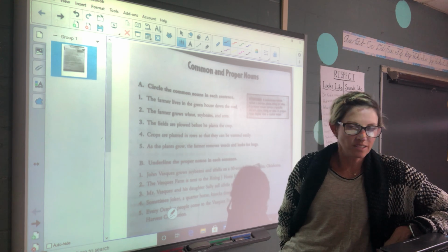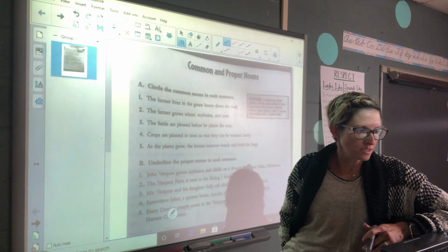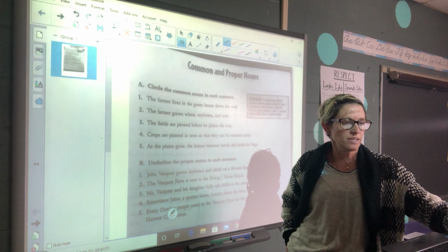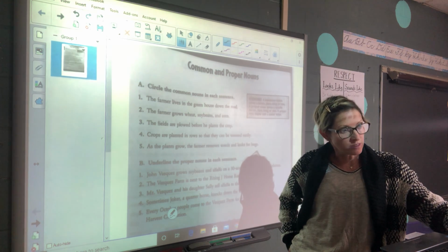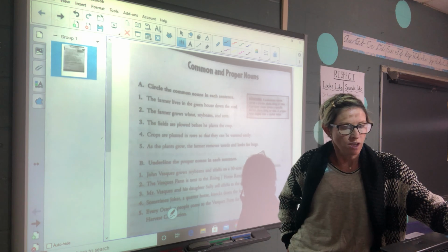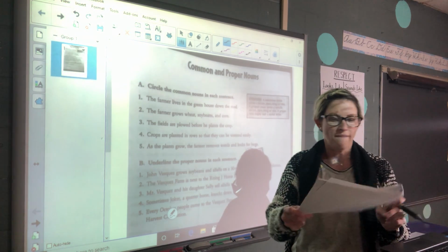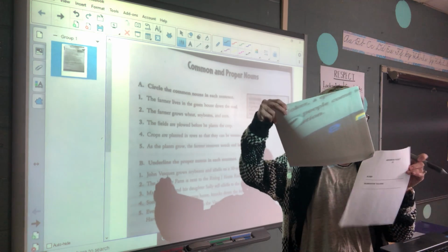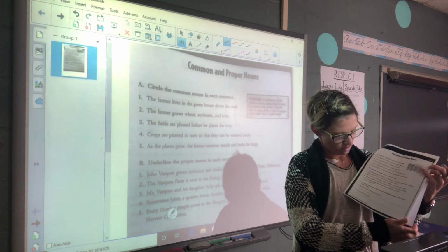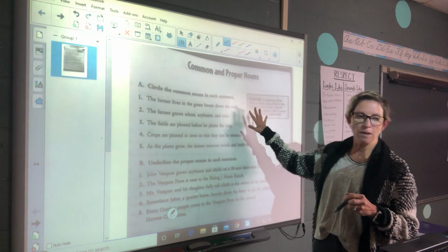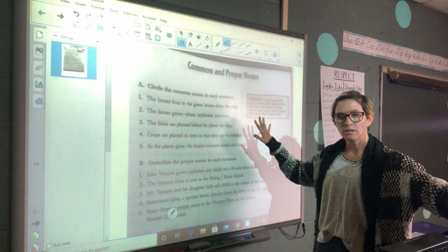And this sounds kind of silly, but as we're writing complete sentences, one thing we notice a lot is kids aren't capitalizing proper nouns that should be capitalized, so that's something we're going to work on the next few days. So the first page I want you to have out is, here's your cover, I want you to flip to the second page. Okay, and it's this page right here. It says common and proper nouns.